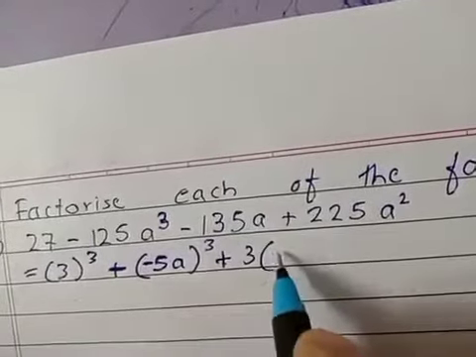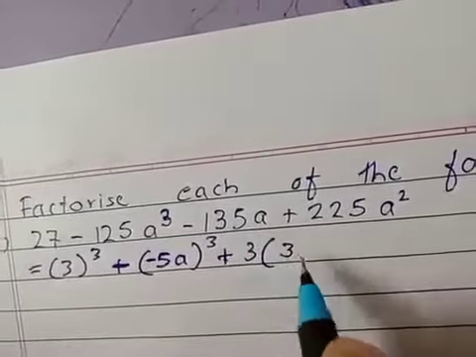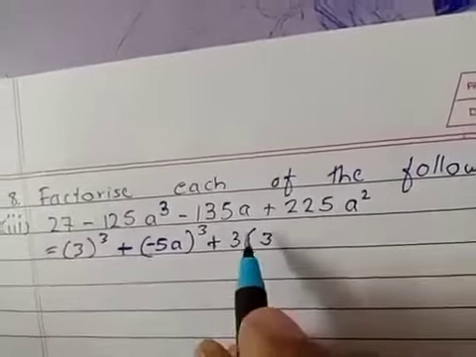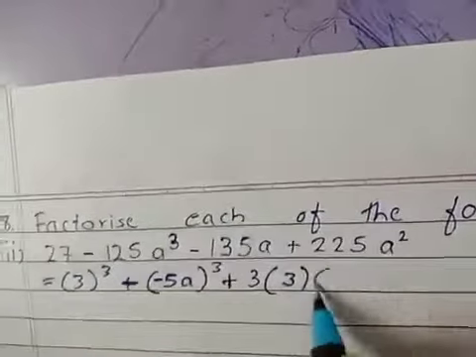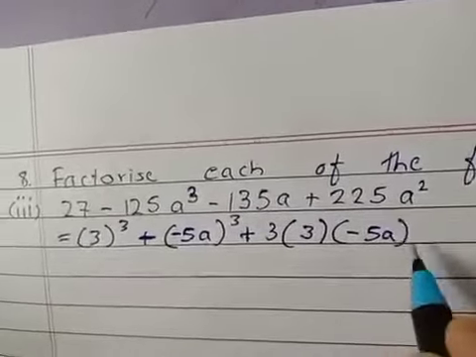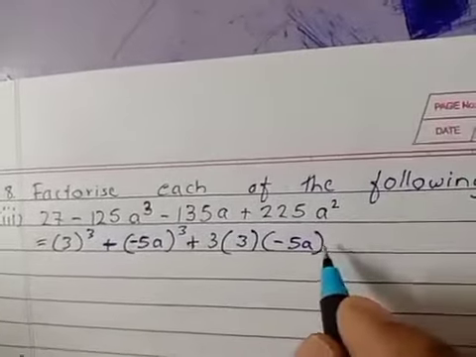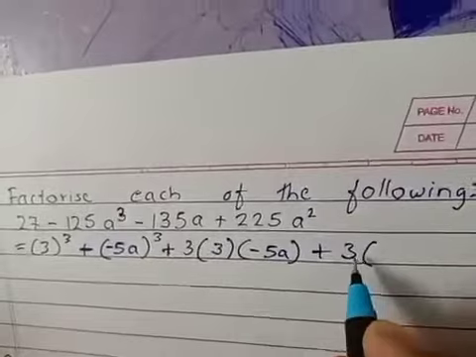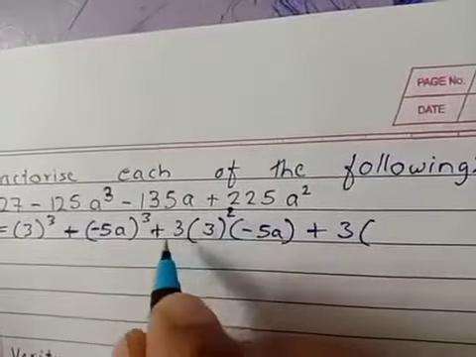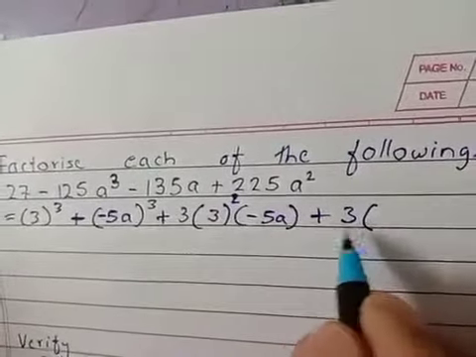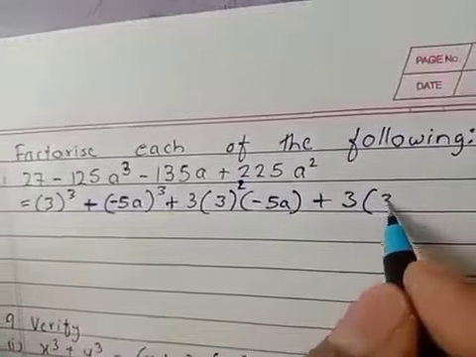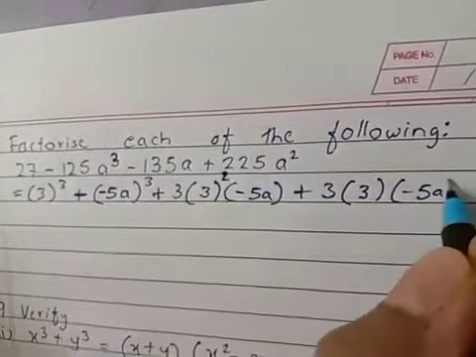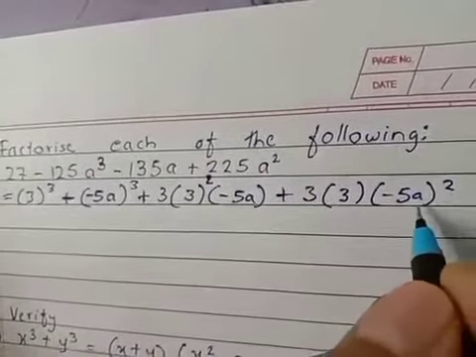Plus 3ab. What is a? 3. And what is b over here? Minus 5a. Then plus 3a²b and plus 3ab². What is a over here? 3. And what is b over here? Minus 5a, the whole square.